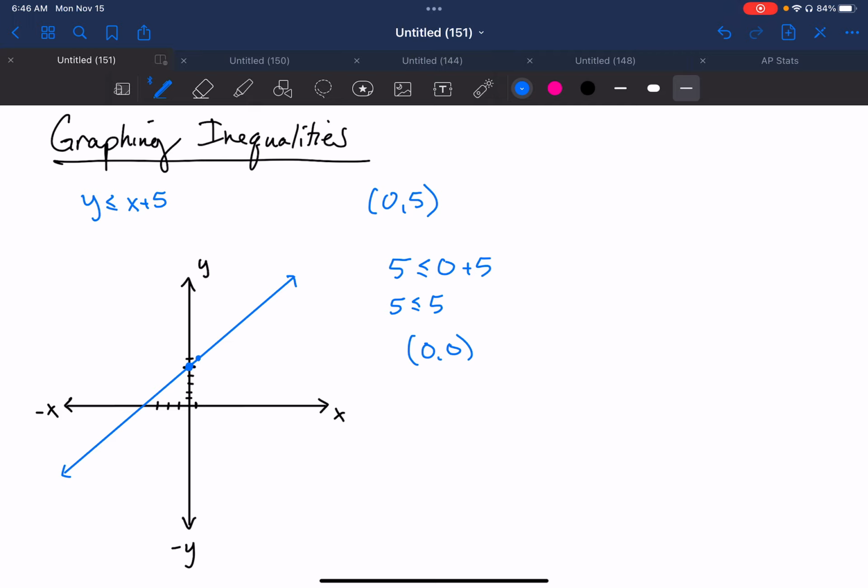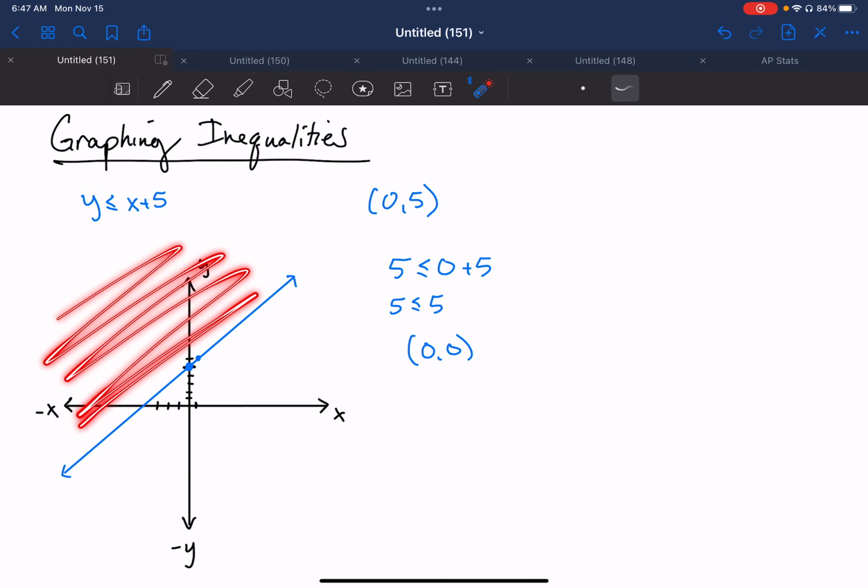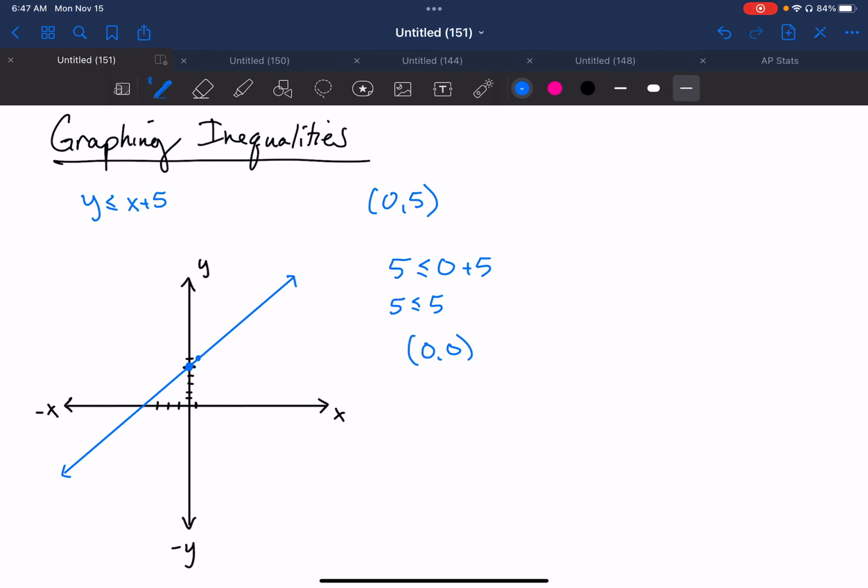If it's true, I color towards it. If it's false, I color the opposite way. So if (0, 0) is true, I'm going to be shaded over here. If it's false, I'm going to shade over here. Either way, I only have to plug in one point once I feel confident. So if I plug in (0, 0), is 0 less than or equal to 0 plus 5? Or is 0 less than or equal to 5?